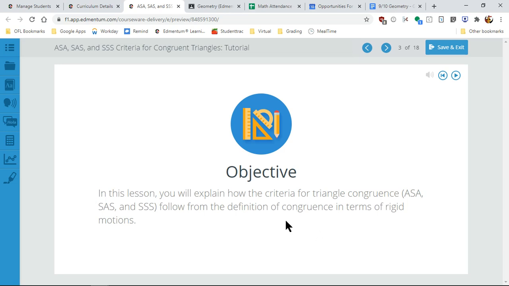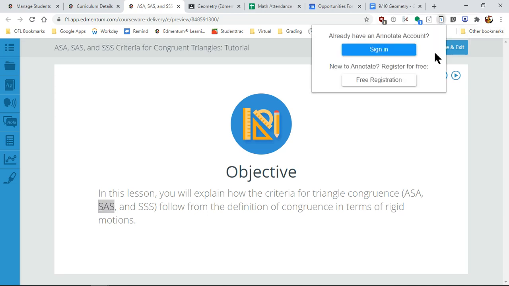So in this lesson, we're going to explain the criteria for triangle congruent. So we're going to say what it takes for a triangle to be congruent. We're going to talk about what it means to be angle side angle. And the way the things are listed goes on what aspect we're talking about.